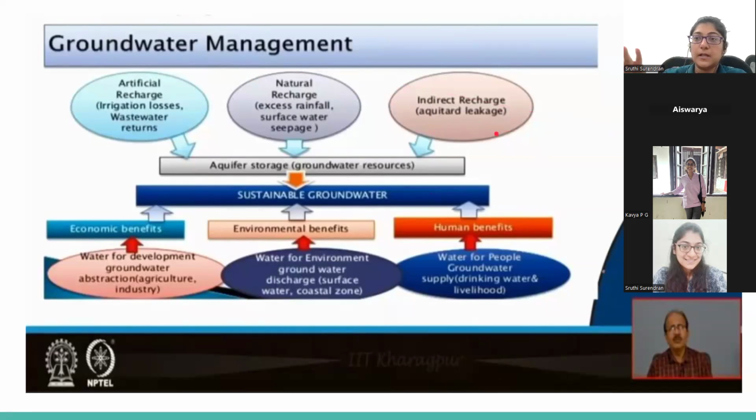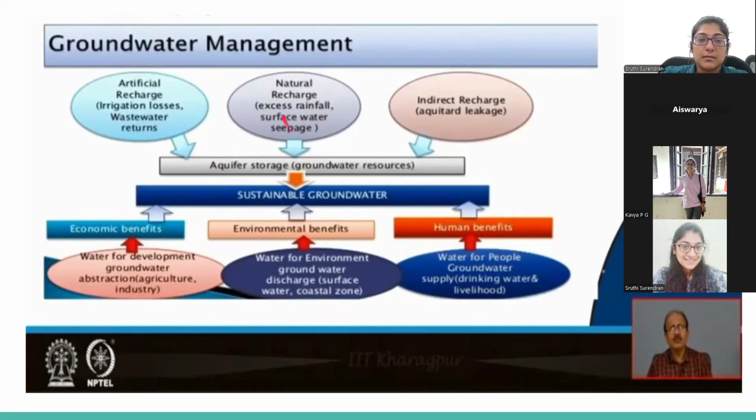So the unconfined aquifer, if its bottom consists of an aquitard bed, then the seepage is possible. An aquitard is nothing but a geological formation that can store water, and it can also transmit water, but not as significantly as that of an aquifer. And so majorly the seepage or vertical leakage of water is happening through aquitards. So aquitards are helping in indirectly recharging this aquifer storage or groundwater resources.